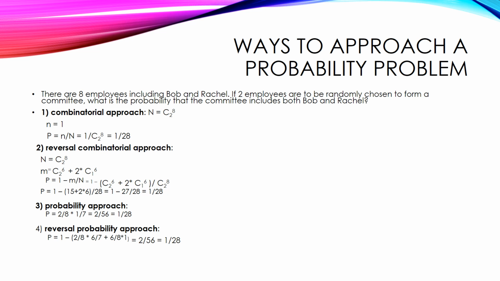The reversal probability approach. We can choose any first person. Then if we have Rachel or Bob as first choice, we can choose any other person out of 6 people. If we have neither Rachel nor Bob as first choice, we can choose any person out of the remaining 7 people. The probability that the committee includes both Bob and Rachel is P is equal to 1 minus (2 by 8 into 6 by 7 plus 6 by 8 into 1) is equal to 2 by 56 is equal to 1 by 28.